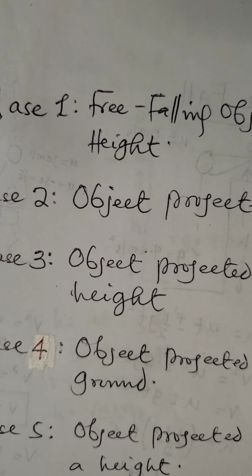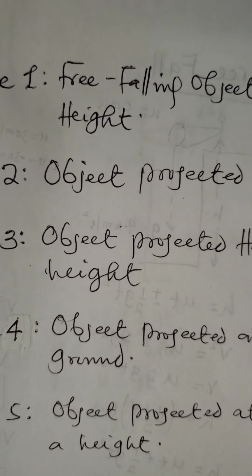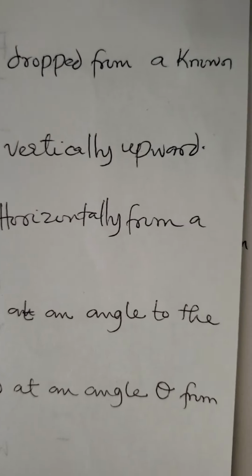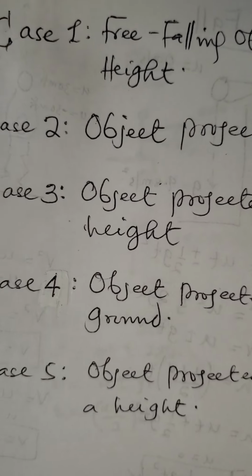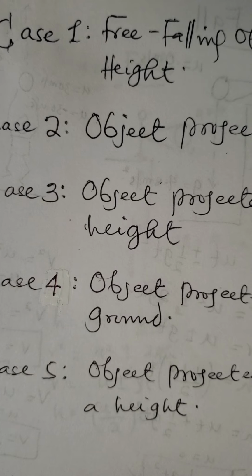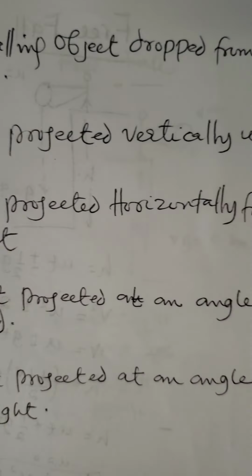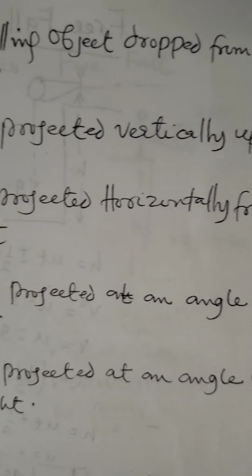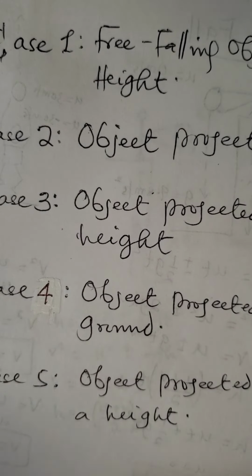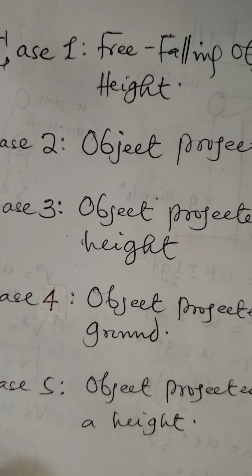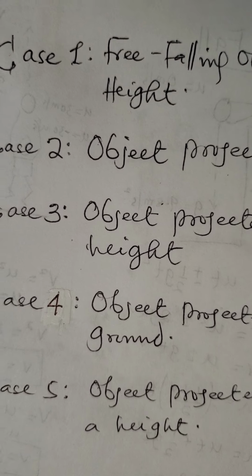Then case 4, we're going to look at the motion of an object projected at an angle to the ground. Then case 5, we shall take a look at an object projected at an angle theta from a height. Now, in this video, I'm going to talk about case 1: a free falling object dropped from a known height.